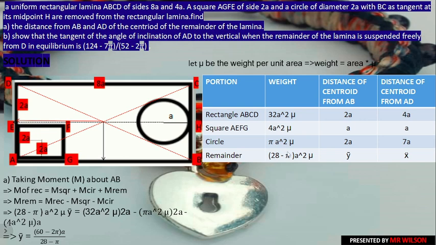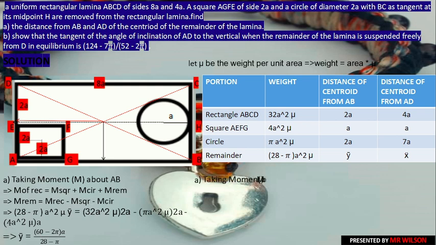So we take the moment of the remainder, which will be the weight times its own perpendicular distance, that is y bar, because we're taking from AB. Now we do the same, equal to the moment of the rectangle, that is the weight of the rectangle and its own distance at AB. Same for the square and the circle. We replace all those values and we make y bar the subject. We simplify and we're going to get y bar to be equal to 60 minus 2 pi all that A, all over 28 minus pi. Okay, so if we get that now, if you want to verify, you can take a sheet of paper and simplify, let us see if you have the same answer. So that's my y bar. Now with that, we go to the next part.